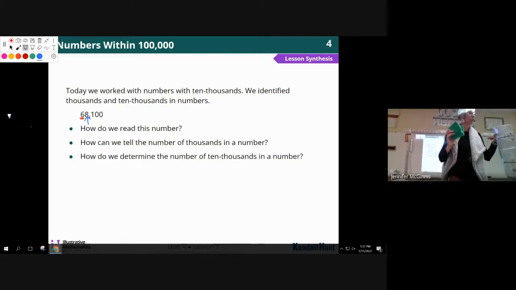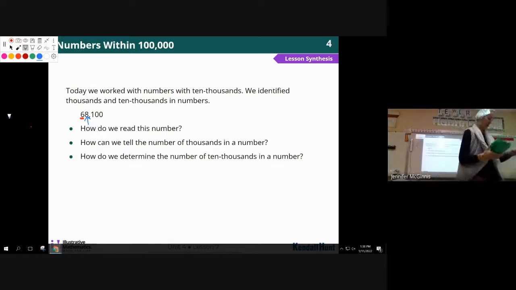What does 1,000 look like? The tissues or the green? Green. And what does the tissues represent? 10,000. Very good. So how can we determine the number of 10,000s in a number? How do we know how many 10,000s are in this number? What's right after the 8? What's right after this thousands place? And how many 10,000s do we have here? 6. Very good. You guys did an excellent job today.